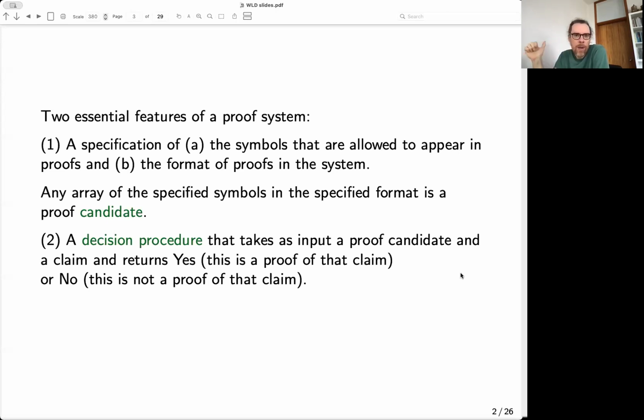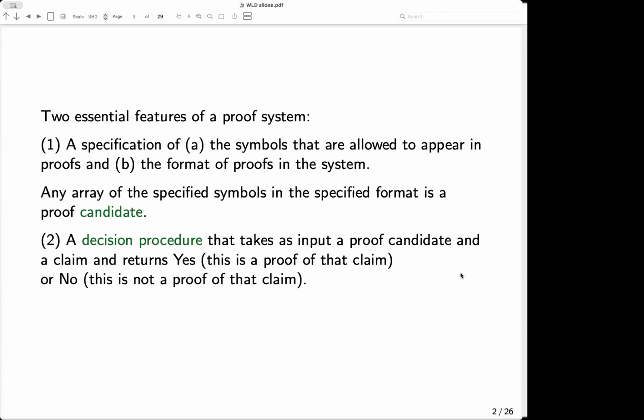And then the second part of a proof system is a decision procedure that takes as input one of these proof candidates and some claim. For example, the claim that a certain formula is a tautology, or the claim that an argument is valid, or whatever. It takes as input a proof candidate and a claim, and then it gives you back: yes, this is in fact a proof of that claim, or no, it isn't. So it's the second bit there that's really the core thing that's doing all the work.